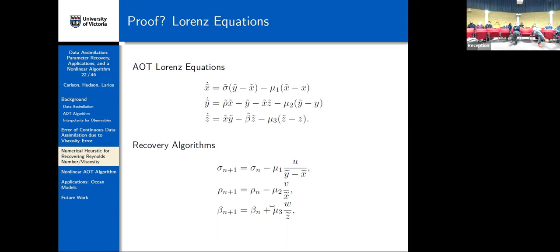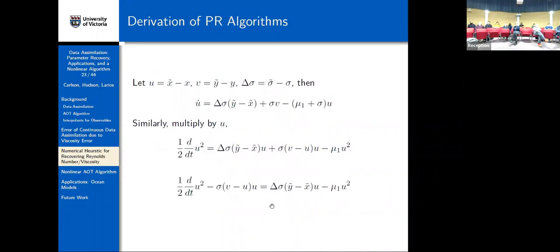Okay, so our recovery algorithms, we're going to derive them in the same way as we did for Navier-Stokes. And I've had some confusion on this in the past because I thought the other one was sufficient. So we'll just run through it really quickly again. If we're taking u to be the difference x tilde minus x, v to be the difference y tilde minus y, and delta sigma to be sigma tilde minus sigma, if our sigma is incorrect, our Prandtl number, then we're going to similarly multiply by u. Right, we're not taking inner product anymore, we're just multiplying.